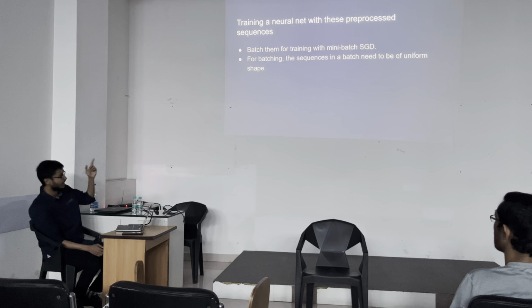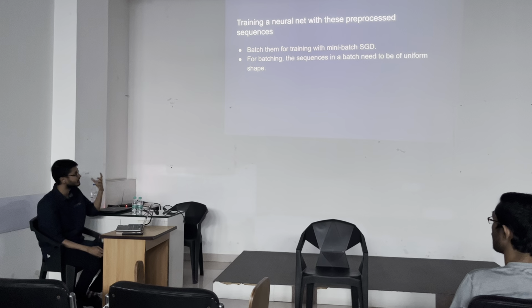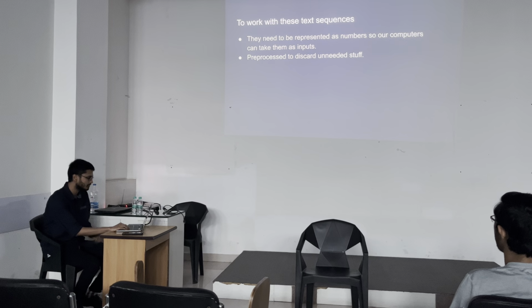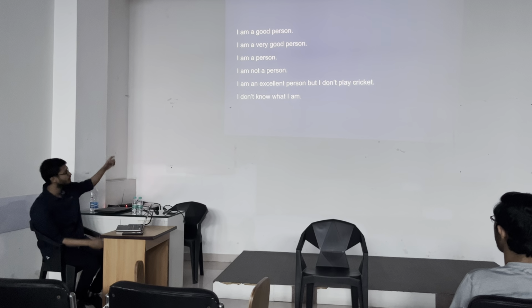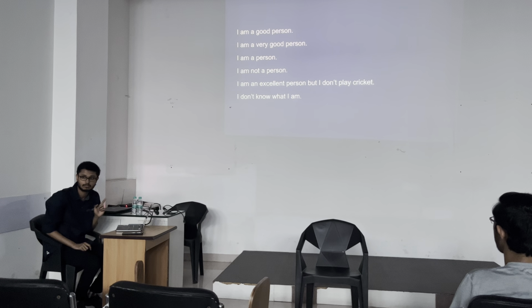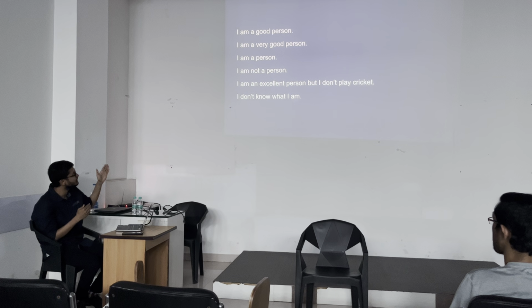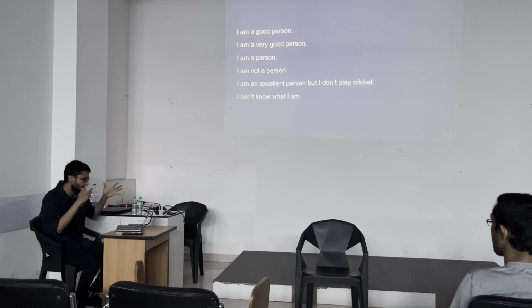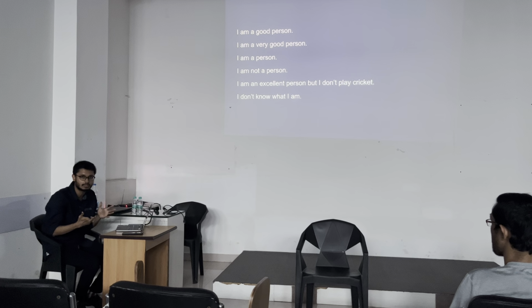And then the last point is the most important one. For batching, the sequences in a particular batch need to be of uniform shape. What I mean by that is, let's say you want to form a batch with these sequences. Now you cannot actually form that batch because these sequences have variable length. In order to batch them together, they need to somehow be constructed so that they have uniform sequence length. Like the first sequence will have 10, the second sequence will have a sequence length of 10 and so on, but you are free to decide on any particular sequence length.